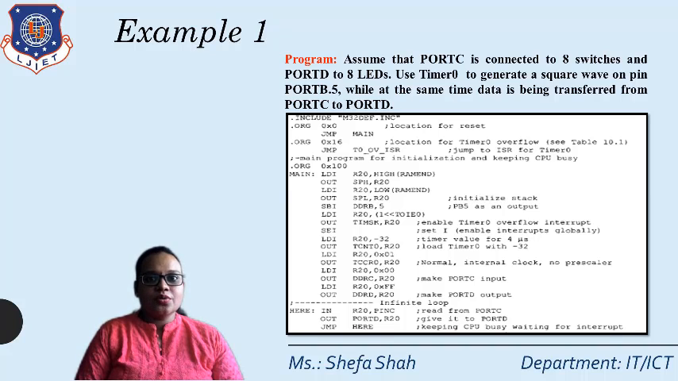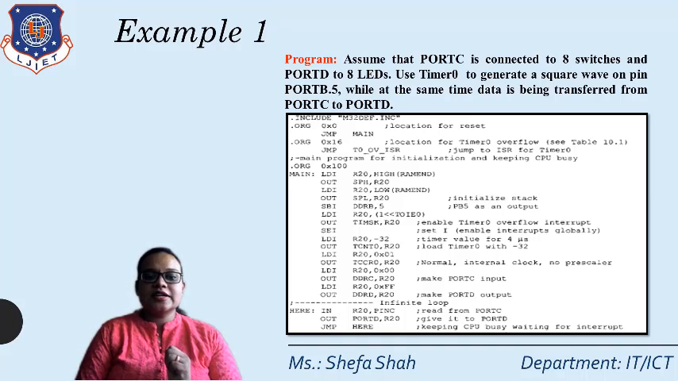So minus 32 has been loaded for the timer, right? So 32 clocks of counting will happen. So minus 32 is loaded in TCNT0. Then TCCR0, here timer 0 is working. We are assuming that timer 0 is working in the normal mode with no pre-scaling.